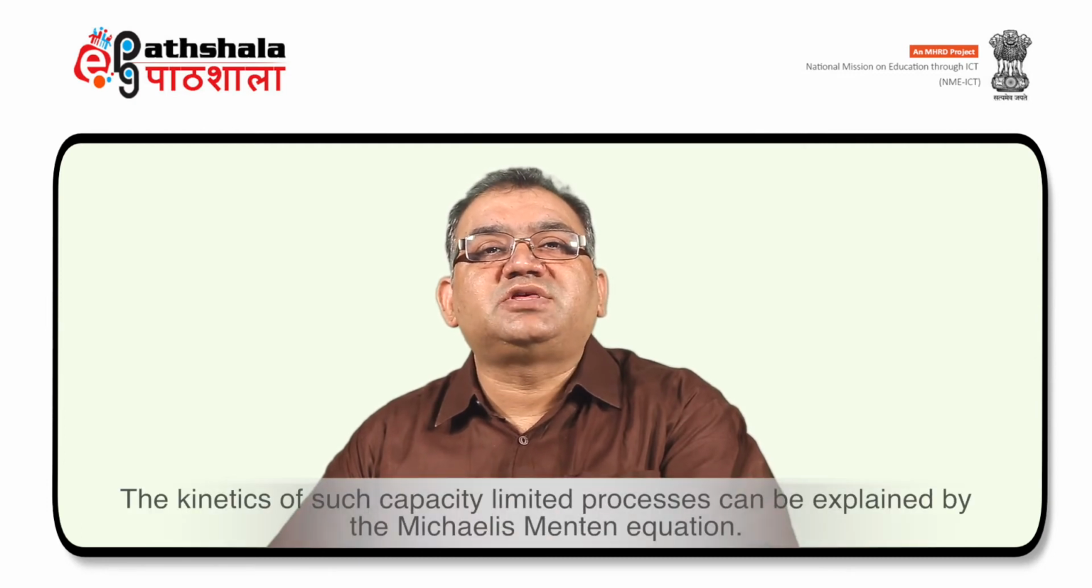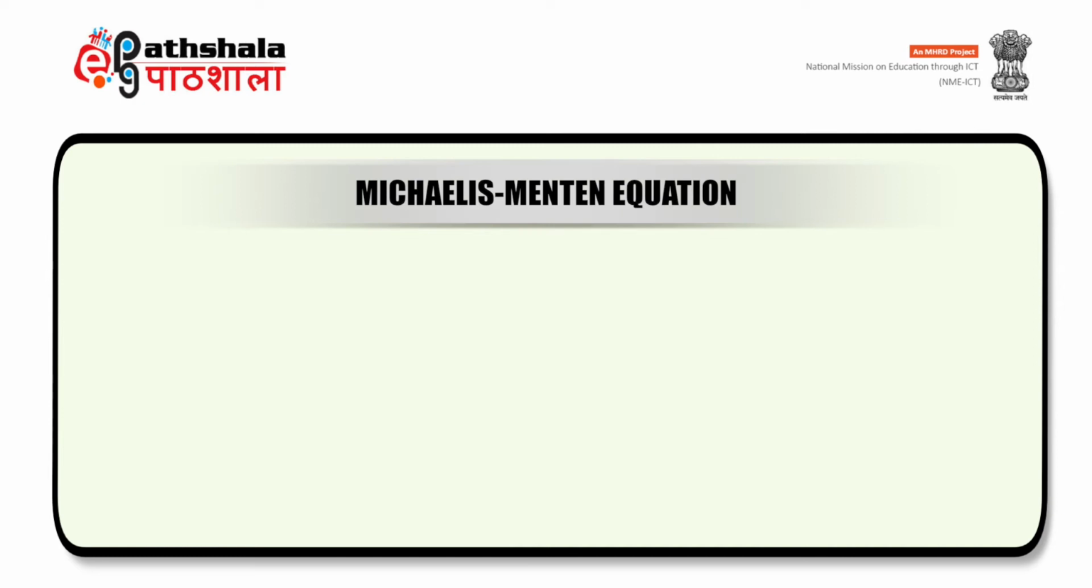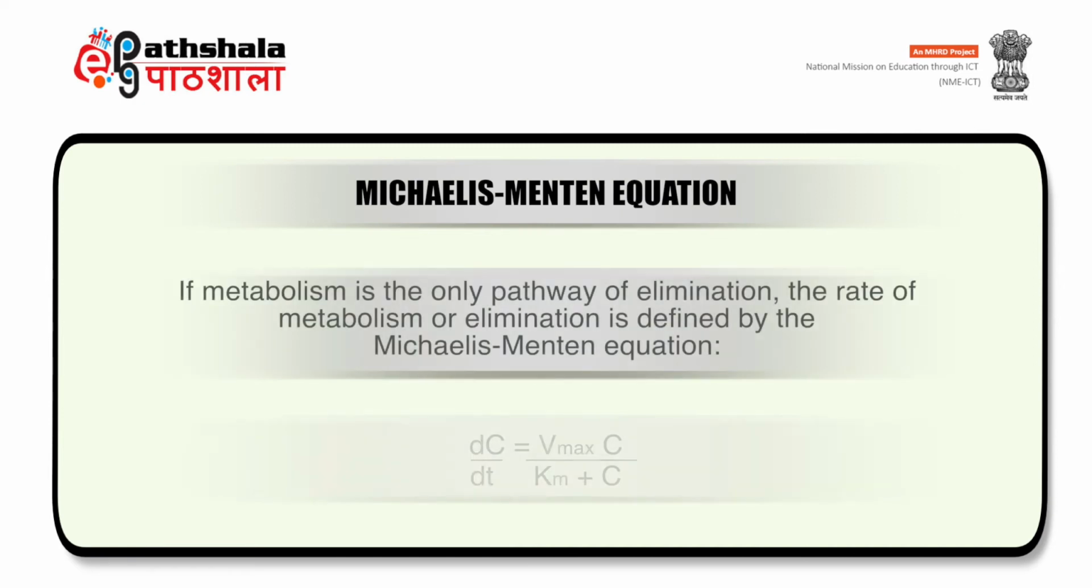The kinetics of such capacity-limited processes can be explained by the Michaelis-Menten equation. Coming to the Michaelis-Menten equation, if metabolism is the only pathway of elimination, the rate of metabolism or elimination is defined by the Michaelis-Menten equation, where the rate of change of concentration, -dC/dt, is equal to Vmax times C upon Km plus C. Here Km reflects the Michaelis-Menten constant and not the rate constant for metabolism.